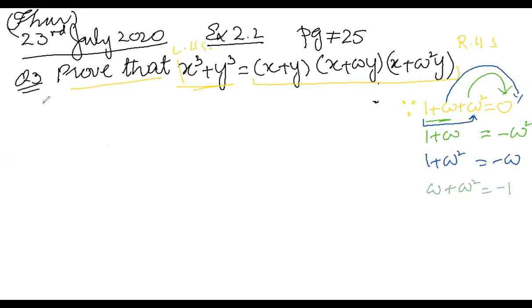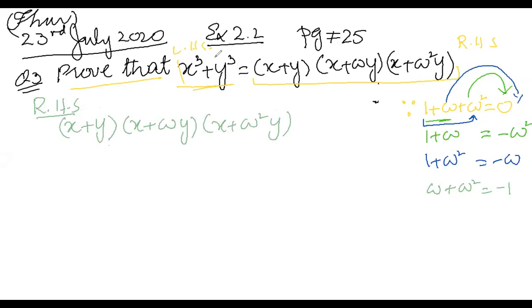Now let me write the value once again. Right hand side, we'll write the right hand side. Keep your mind here on the board so that you may understand. x plus y we will write as it is, into x plus omega y, and similarly x plus omega square y we will write. Remember, my dear student, if you remember, this formula you have already done in class 9th, chapter number 4.